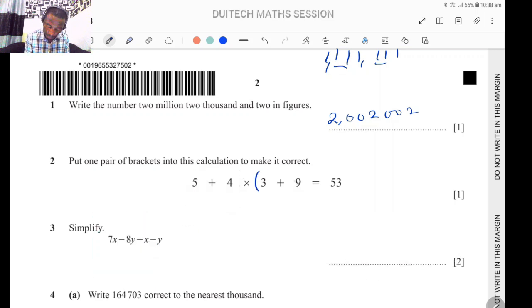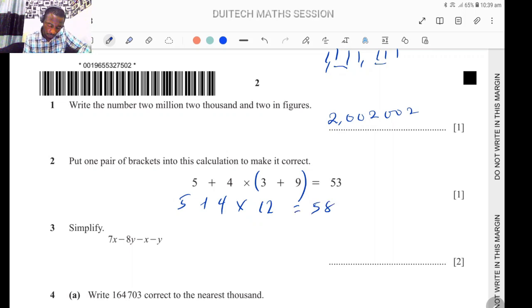So let's try here. Applying BODMAS also, 3 plus 9 will be 12, so times 4 plus 5. So 4 times 12 gives me 48 plus 5. Okay, that means that's where the bracket is supposed to be.